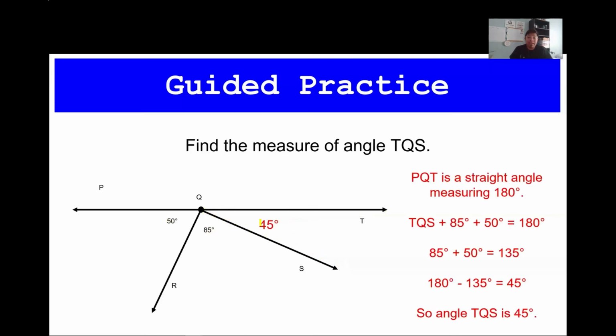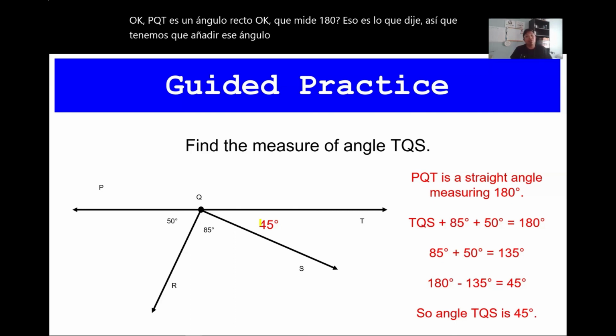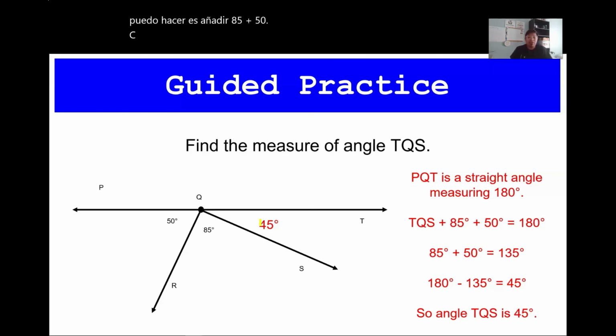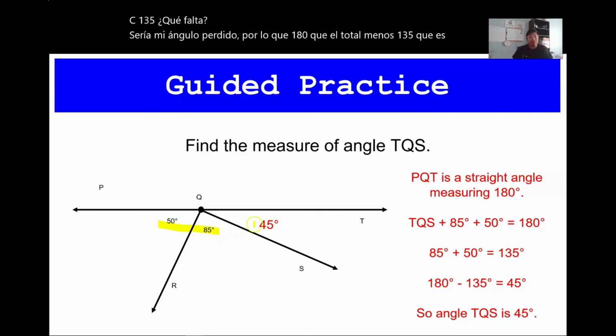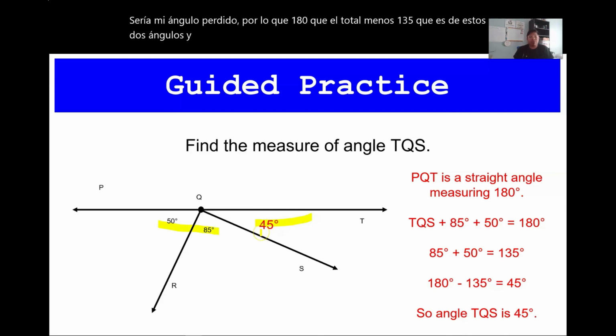Okay, PQT is a straight angle, which measures 180. So we need to add that missing angle plus 85 plus 50 to equal 180. What I can do is add 85 plus 50 to equal 135. Now what's missing would be my missing angle. So 180, which is the total, minus 135, which is from these two angles, and now we get 45. So this angle is 45 degrees.